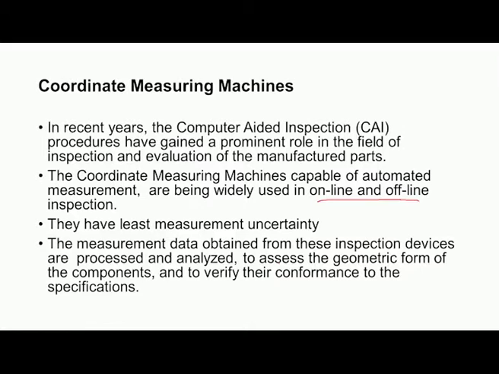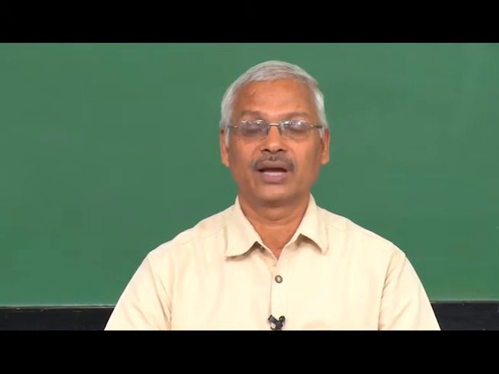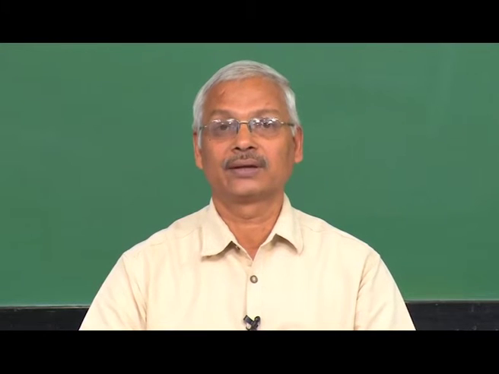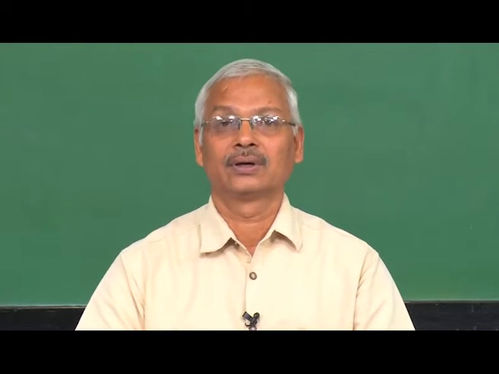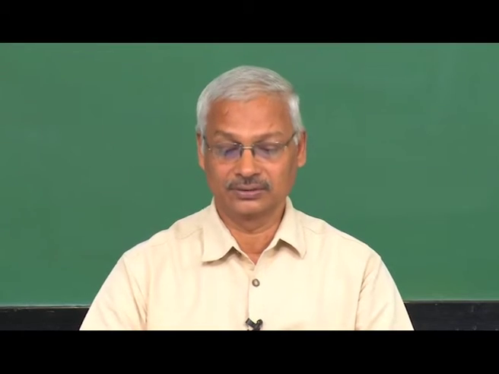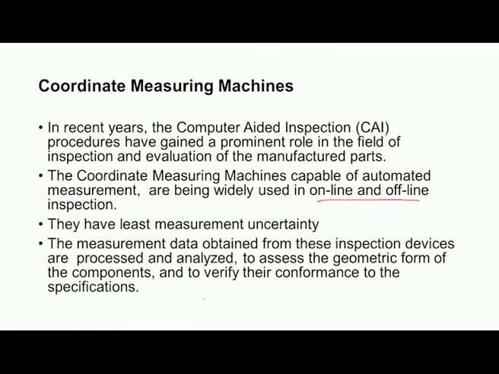And the number of points can be taken. There are probes attached to the CMMs. Those probes can be contact probes, or non-contact probes like laser spots. So, the number of points we have to take, for example, if we want to check the straightness of a surface, depending upon the length, we may have to take some 6 points or 12 or 18, and those data points are given to the software, and the software will calculate the straightness or whatever feature is required, and then it will finally tell whether the component is okay or not.